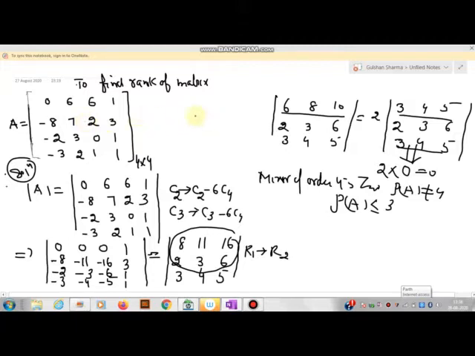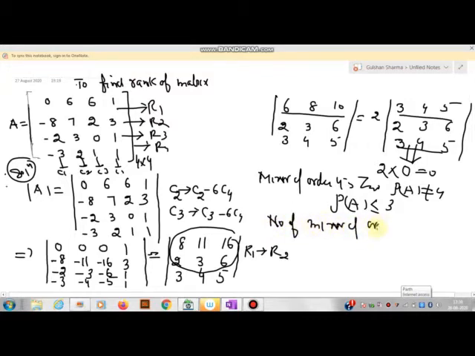Now if you look at this matrix, try to understand this thing. This is the first row, R1. This is row R2. This is row R3. This is row R4. And this is C1, this is C2, this is C3, this is C4. If you see the number of minors of order 3 by 3, out of 4 rows you have to select 3 rows, and out of 4 columns you have to select 3 columns. So you will get 4 here and 4 here, 16 minors. So this is a very lengthy method.